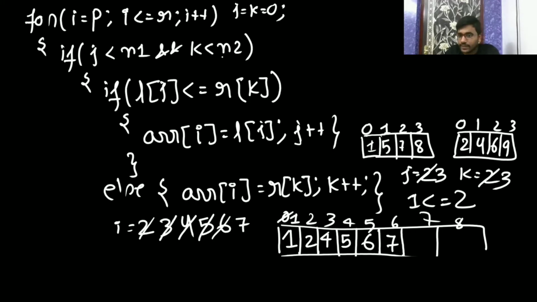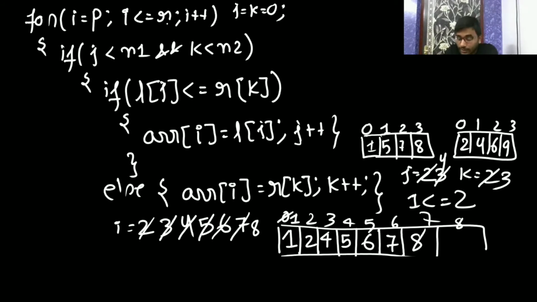Again this condition is satisfied, because 3 and 3 is smaller than 6 and 4. Now left of 3 and right of 3, which is smaller? This is smaller, so 8 will be stored, and now j will be 4. Now I will be 8, the last element. Now I is equal to 8.